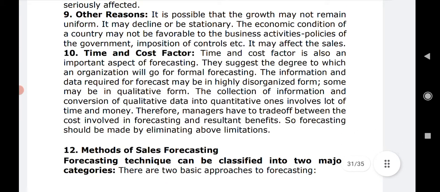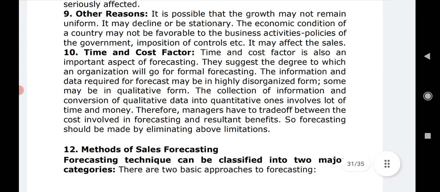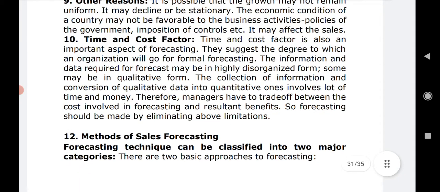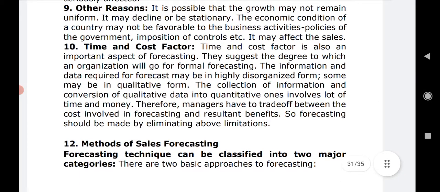There may be a series of other reasons also. It may be possible that the growth may not remain uniform, it may decline or may be static, right? The economic conditions of a country may not be favorable to business activities, or maybe the policies of the government, impositions of taxes and controls. These are all other reasons which may affect the sales, and so it will affect the sales forecast. Next comes the 10th one, that is time and cost factor.